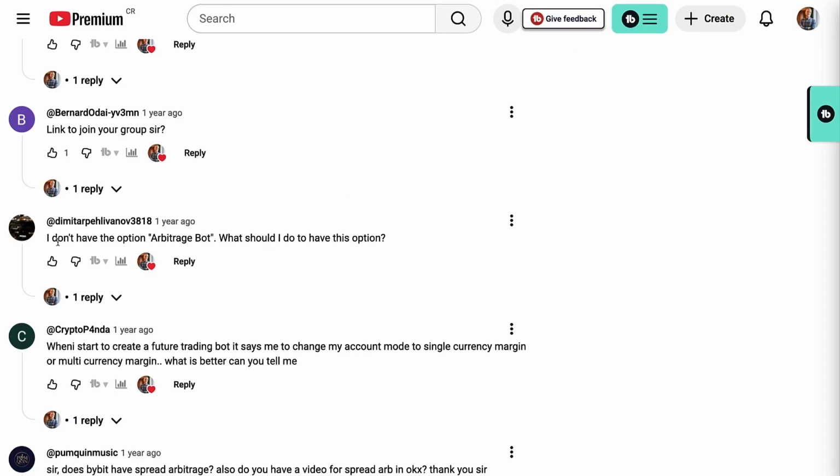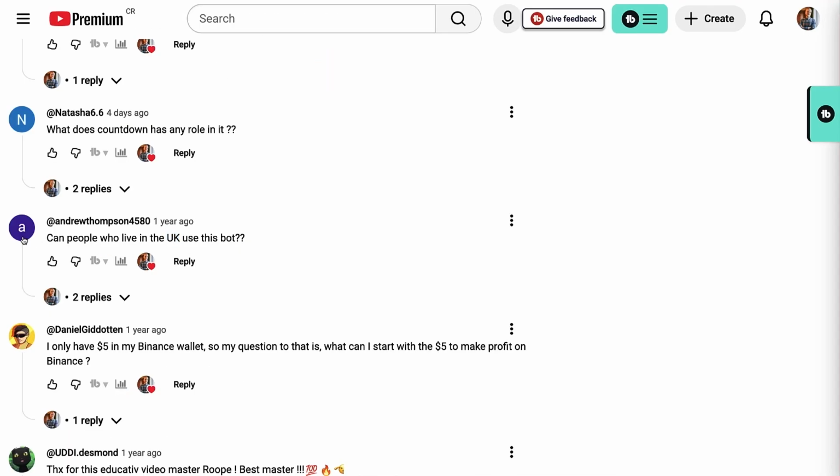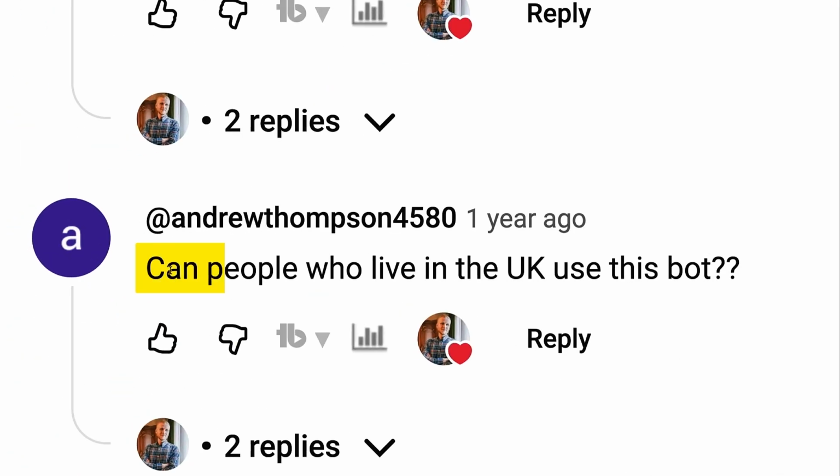Another person asked about the availability. I don't have the option Arbitrage bot. What should I do to have this option? And here is also the same question from Andrew Thompson. Can people who live in the UK use this bot?